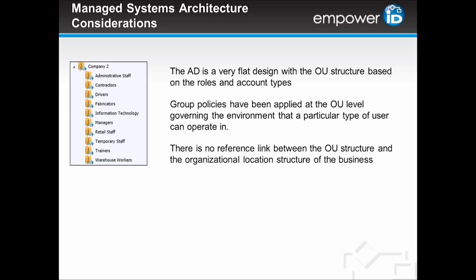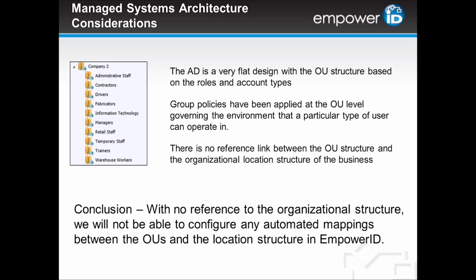And now there are no reference links between the OU structure and the organizational location structure of the business. So our Active Directory really has no reference to the departmental or geography of the company. So from this, with no reference to the organizational structure, we'll not be able to configure any automated mappings between the OUs and the location structure in EmpowerID. So everything's going to have to be done at a definition manually assigned level.